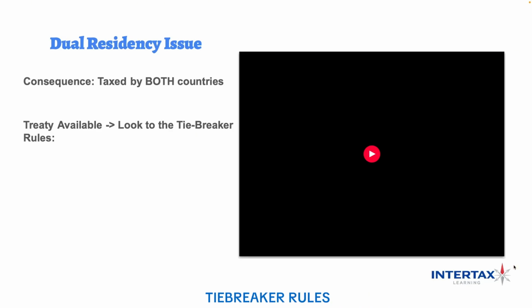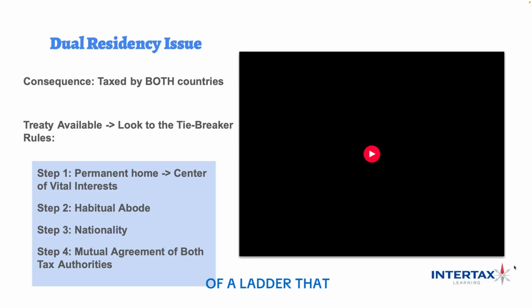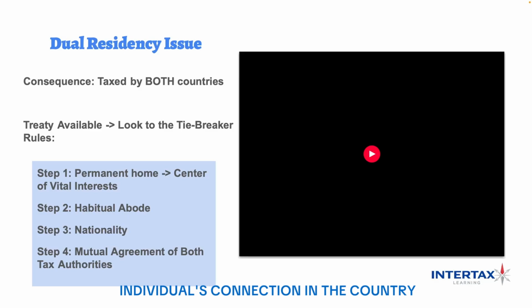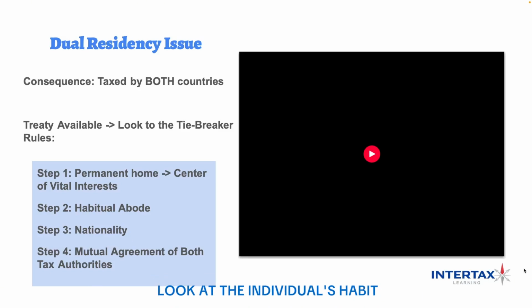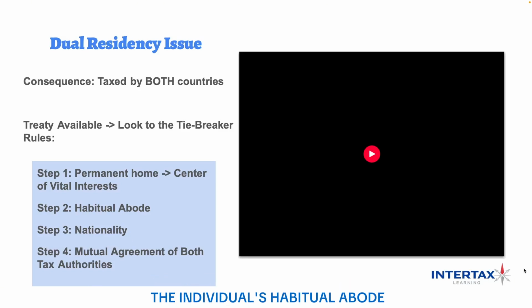Going back to the tiebreaker rules, there are essentially steps of a ladder that determines tax residency when there's a conflict. First, does the individual have a permanent home in either country? If not, or the individual has a permanent home in both countries, then we ask, where's the person's center of vital interest? Now, center of vital interest looks at an individual's connection in the country. If connections are in both countries, then we look at the individual's habitual abode.